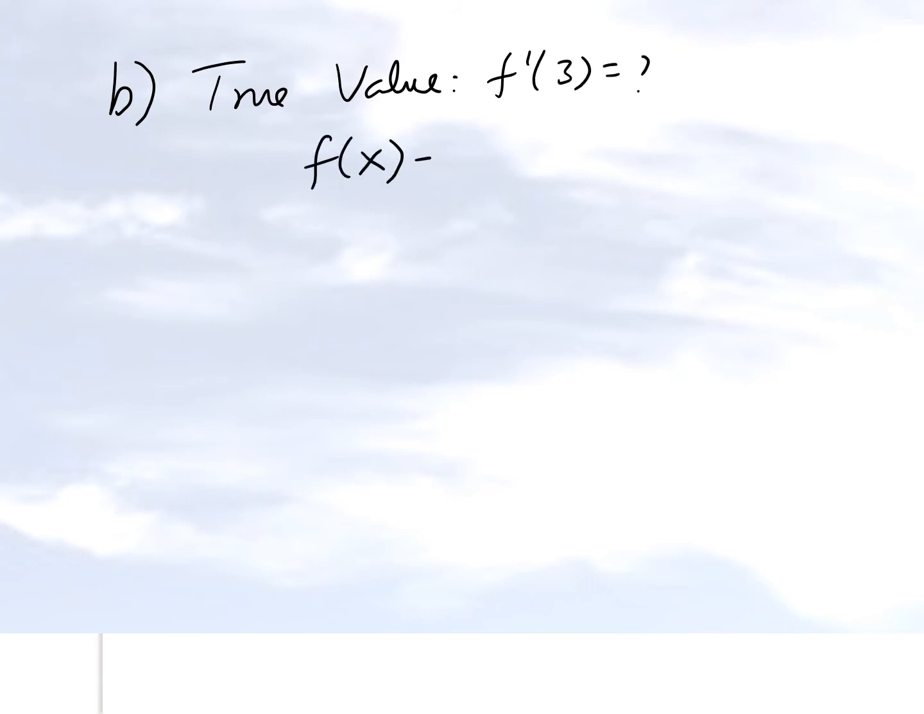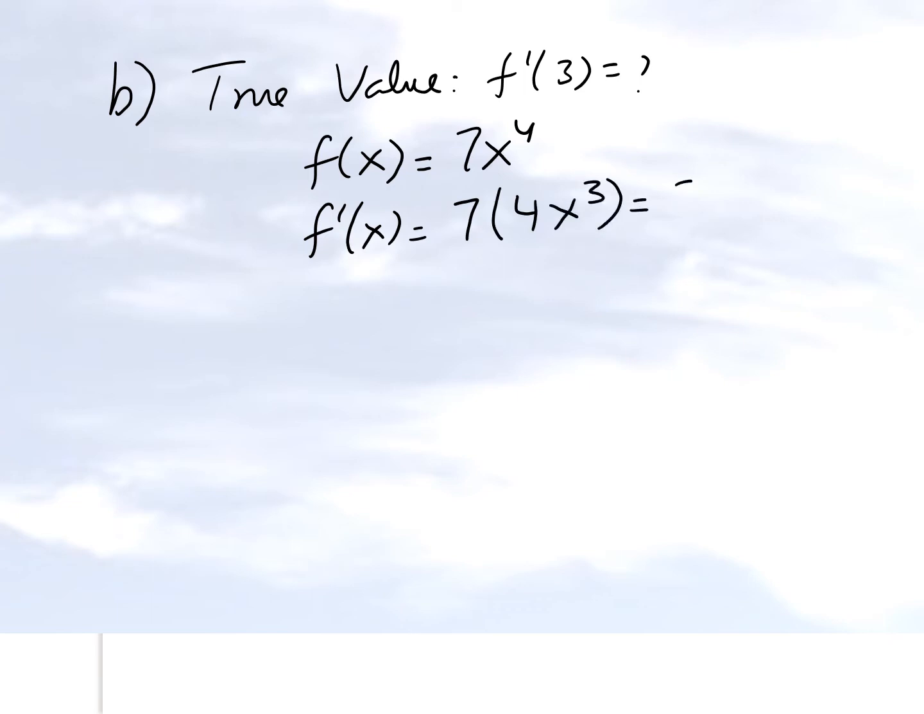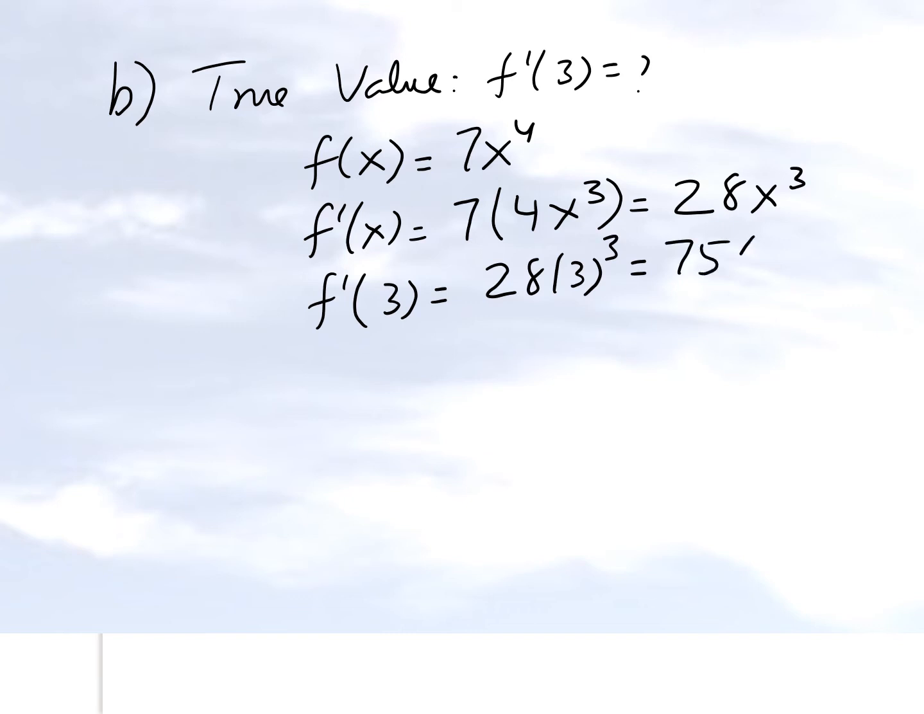Part B is asking us to calculate what the true value is. So the true value for f prime of 3 is what? We know that the function is 7x to the power 4. That's the expression for the function, not the value. And then f prime of x, if we apply our differential calculus knowledge, will turn out to be this. That gives us the value of the derivative of the function at 3 to be 756.